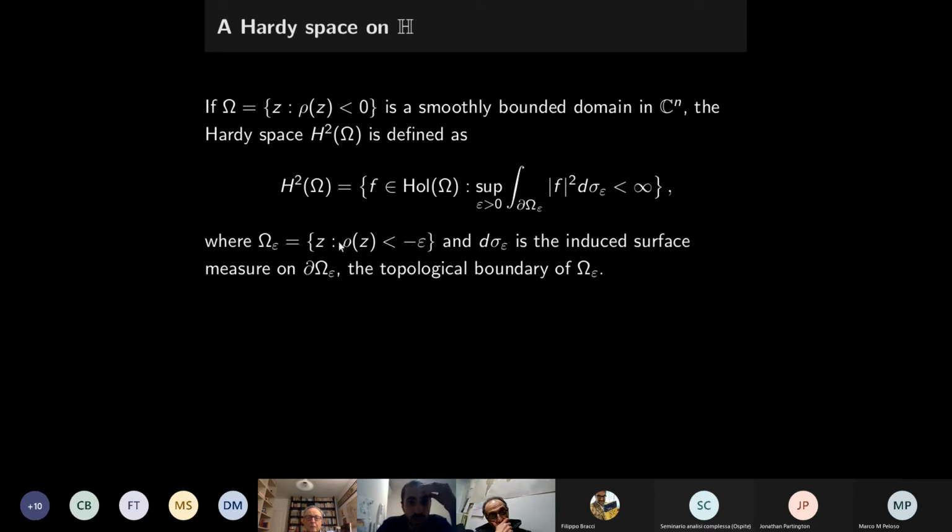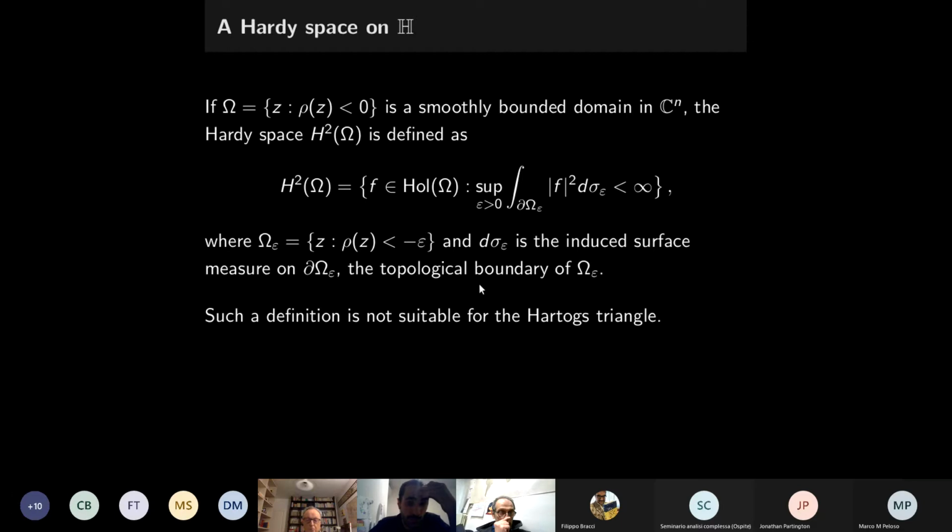defined as follows. They are the set of points z such that rho of z is smaller than minus epsilon. d sigma epsilon is the induced surface measure on the boundary of this domain omega epsilon. We take the L2 norm here, and we take the supremum over the parameter epsilon. So this definition is not suitable for the Hartogs triangle case because of the singularity at the origin.